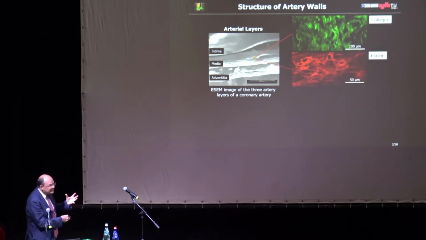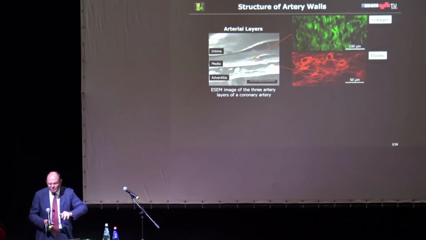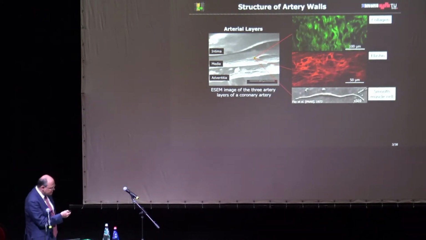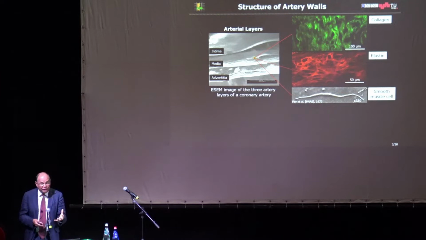Then we have elastin. This is like a rubber-like material. It's isotropic. You have elastic fibers all over the place. Then, in the media, you have smooth muscle cells. You have activation. That means you have a calcium influx, and based on that, you have a contraction. And due to this contraction, you have a generation of force.